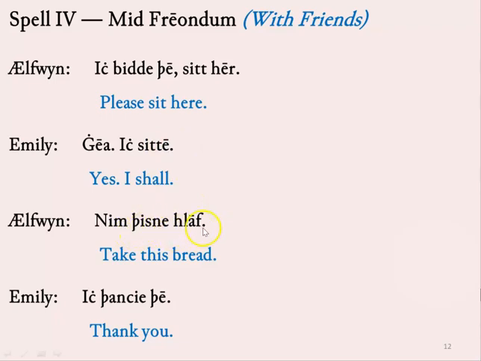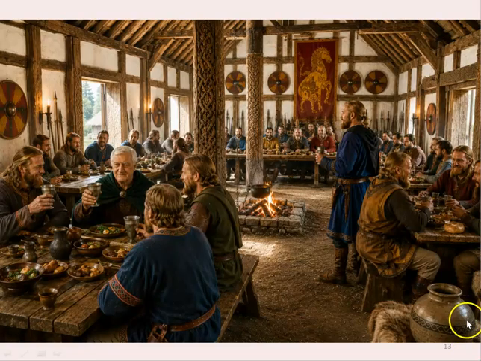Nim thisne halaf. Take this bread. Ich thanke thee. Thank you. And here we are, meeting friends in the feasting hall.